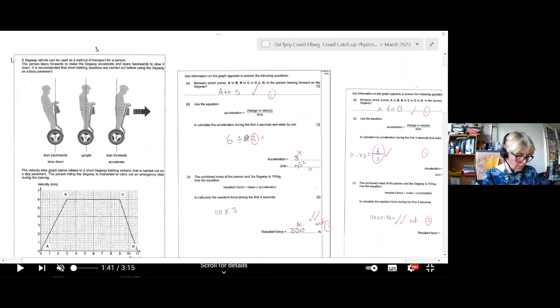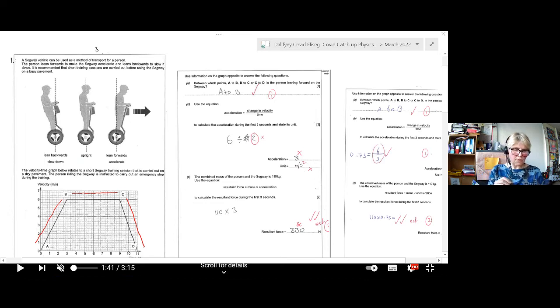he's leaning backwards to slow down. So this would be this DC section. He's upright, I'm assuming he's going at constant speed, so this will be this section, and he's accelerating by going forwards, which would be this section here.